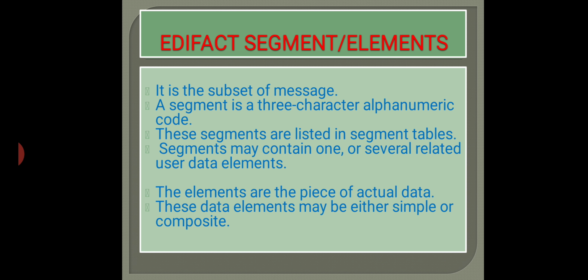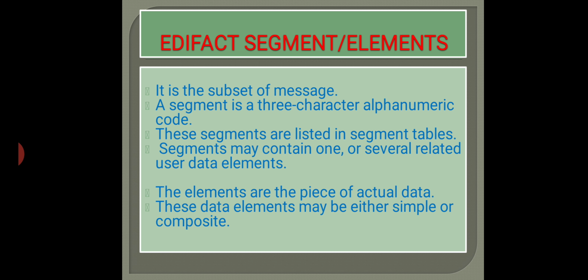Then some segments and elements in EDIFACT. A segment is a 3-character alphanumeric code. So what does segment mean? It is a 3-character alphanumeric code, and these segments are listed in segment tables. Segments may contain one or several related user data elements. The elements are the pieces of actual data, and these data elements may be either simple or composite.